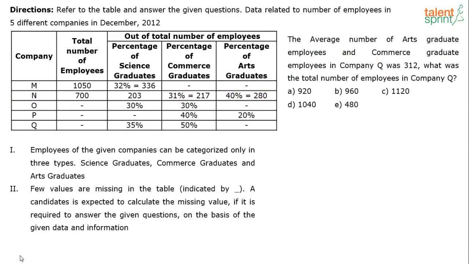Look at the next one. Here's the next question. Solve this now. The average number of arts graduate employees and commerce graduate employees in company Q was 312. What is the total number of employees in company Q? Interesting one. Try it out quick. The average number of arts graduate employees and commerce graduate employees in company Q. He's talking about company Q. The average of arts and commerce is 312. So what is the total number of employees? Well, answers have started coming in.